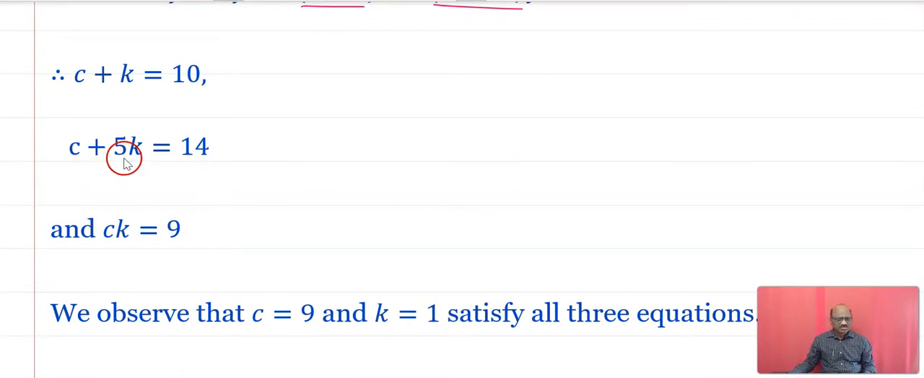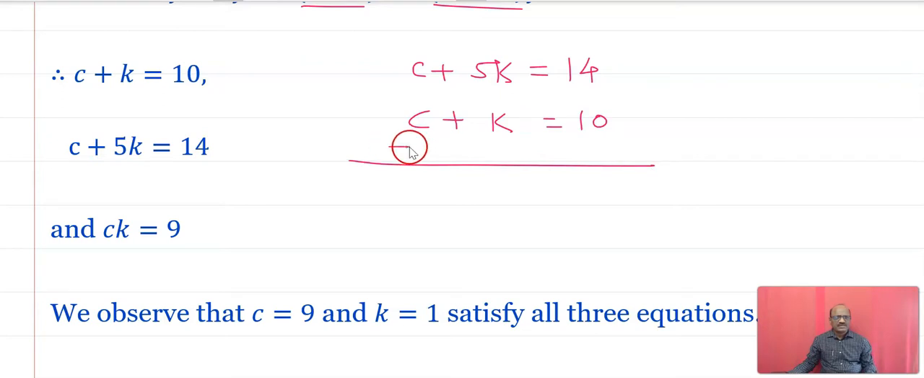If we subtract the expressions, then you will get k. I write here c + 5k = 14, and next c + k = 10, and their subtraction. You will get 4k = 4, and hence k = 1. Substitute the value of k in this equation, then you will get c = 9.